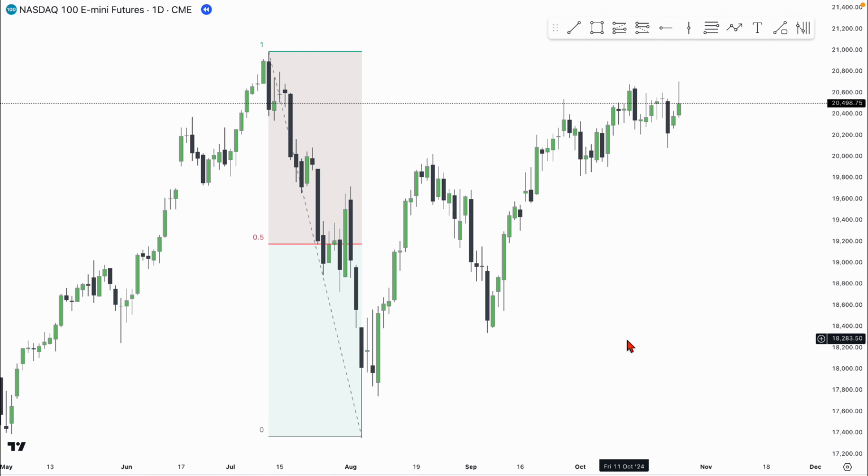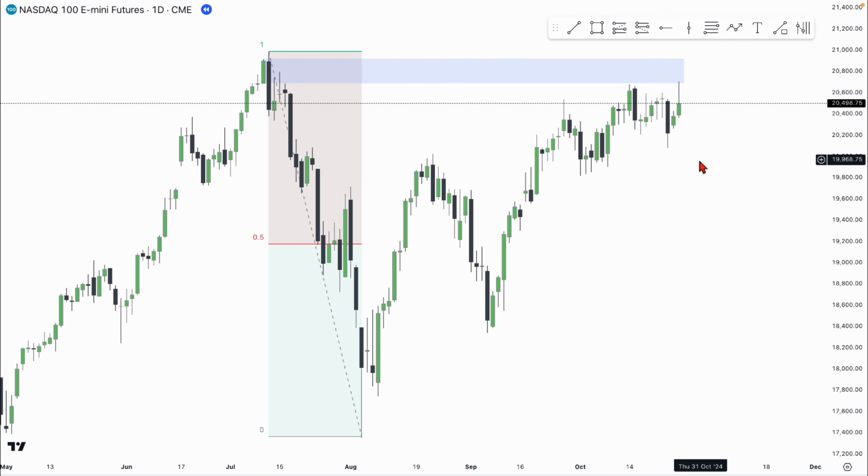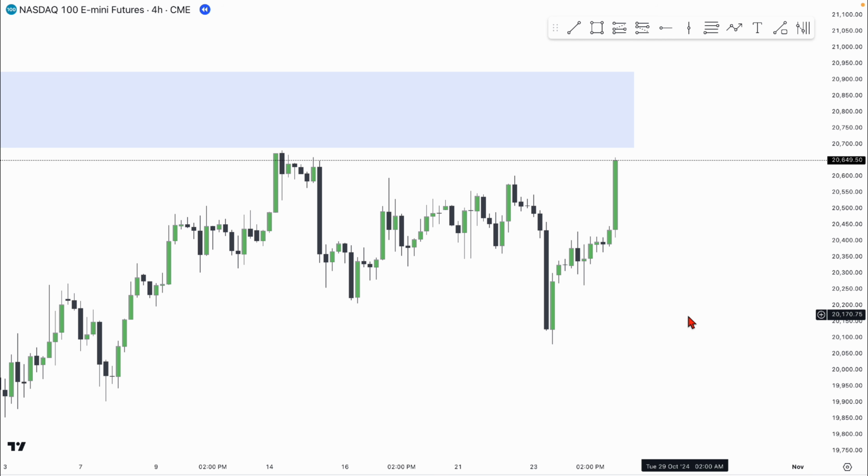In our next example, we have Nasdaq daily chart. As you can see, we are in the premium zone, so we will only look for short setups. And here, this last up-close candle will be our order block, so let's mark it. Let's hop onto the 4-hour chart to look for our 6 AM model.